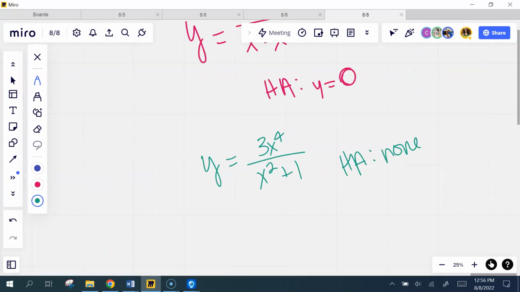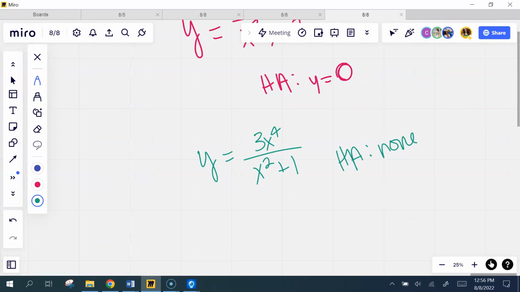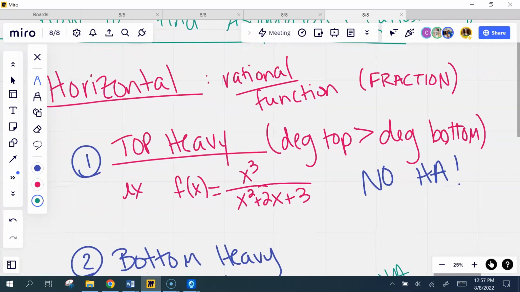So look at that one. Was it top heavy, bottom heavy, or same? Degree of the top and degree of the bottom, 4. So is it top heavy, bottom heavy, or same? Top heavy. What's your sheet say for top heavy? Where's your horizontal asymptote? This is why we got away from guided notes, because you've got to learn to. All right, what's it say? Look, what's it say, Carter?